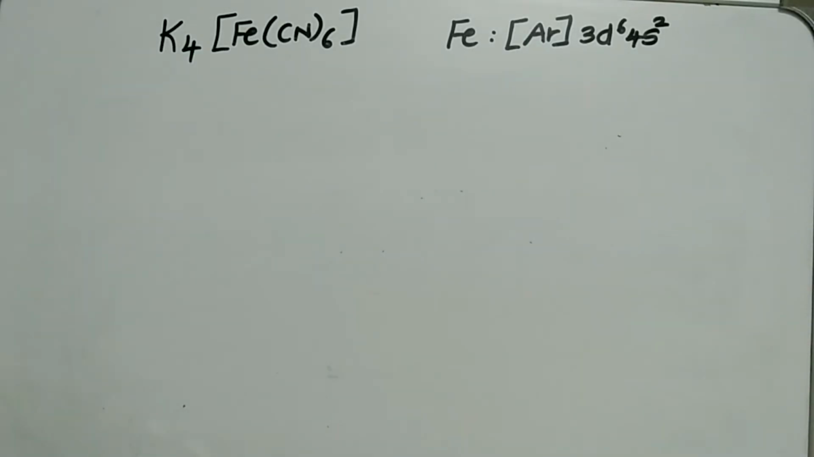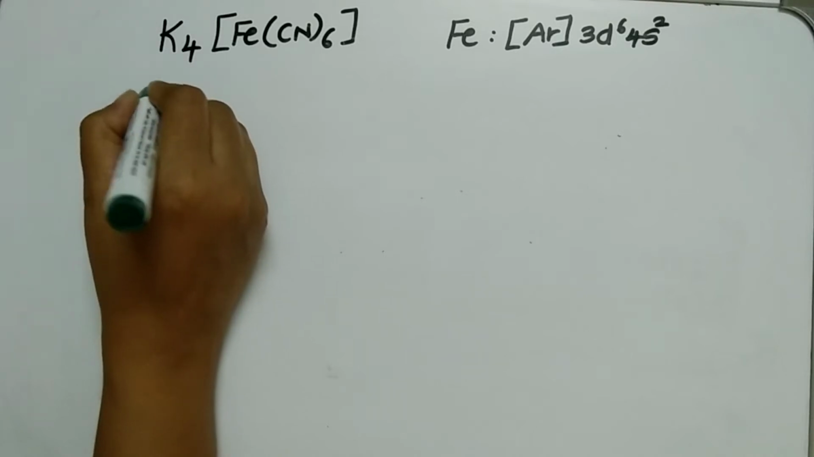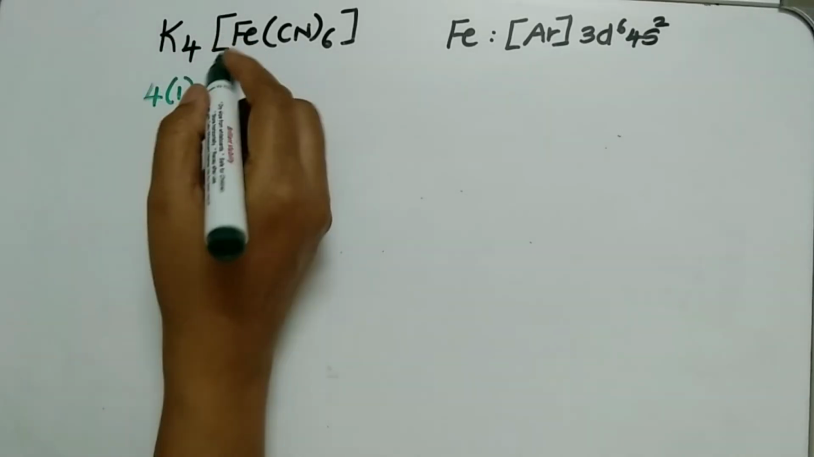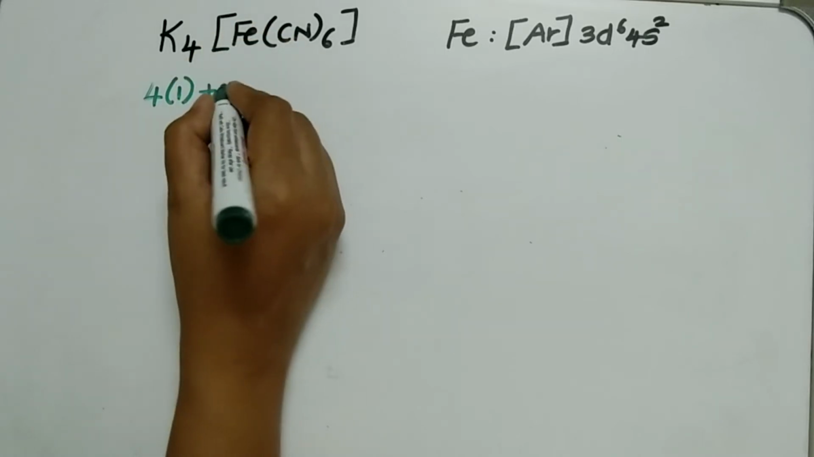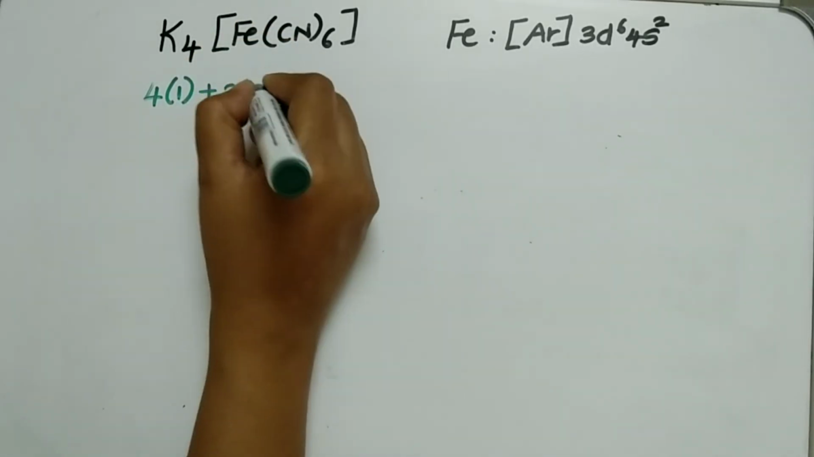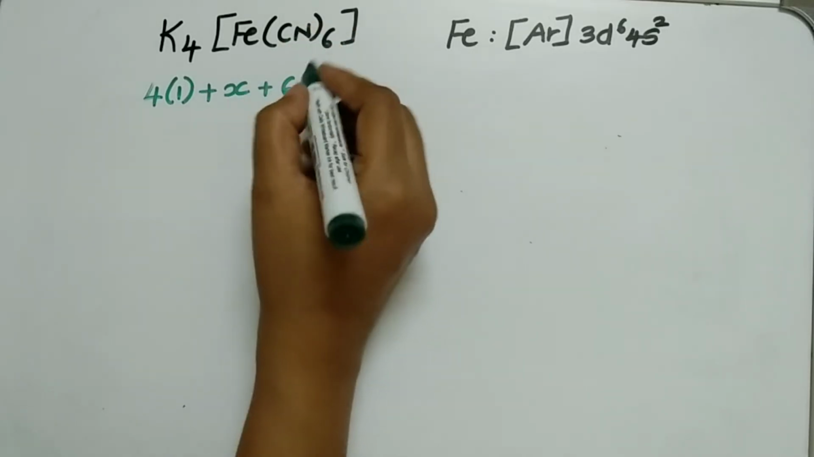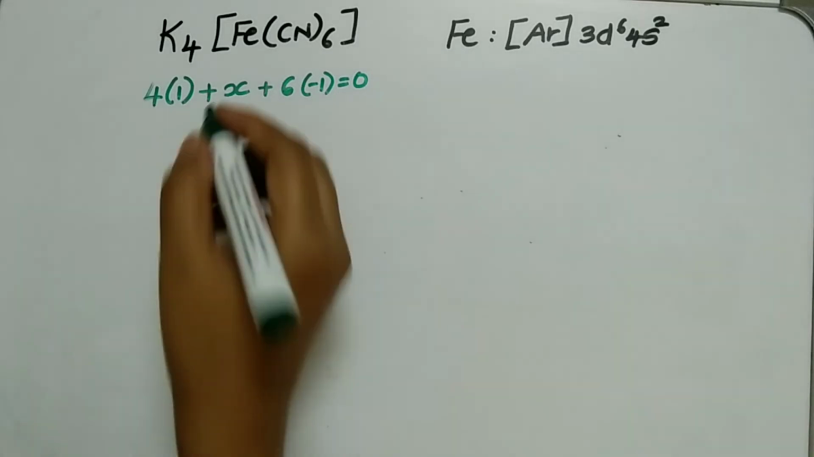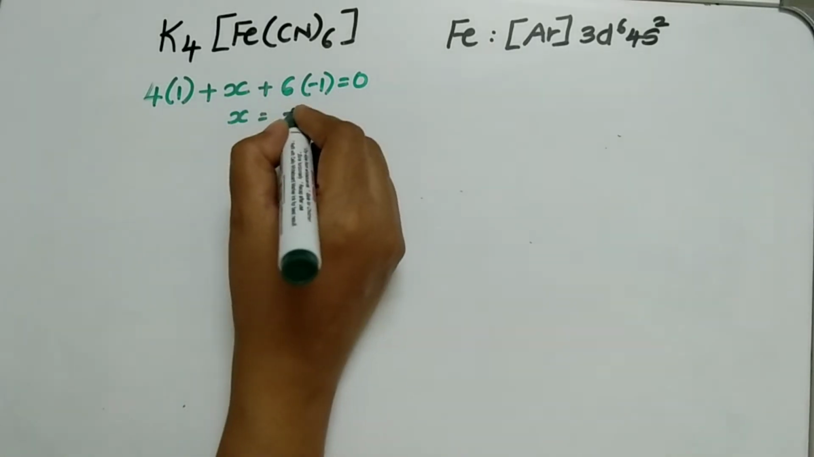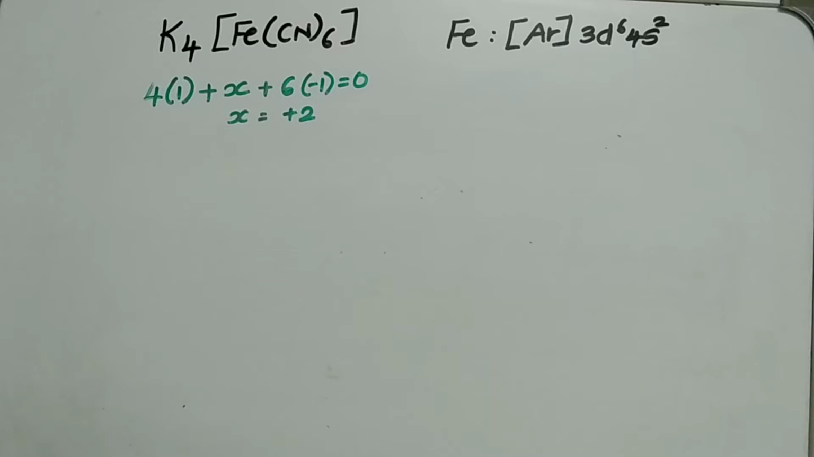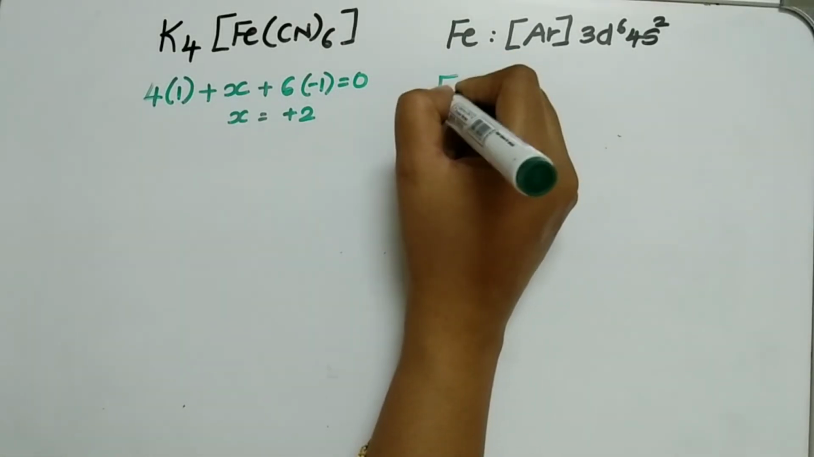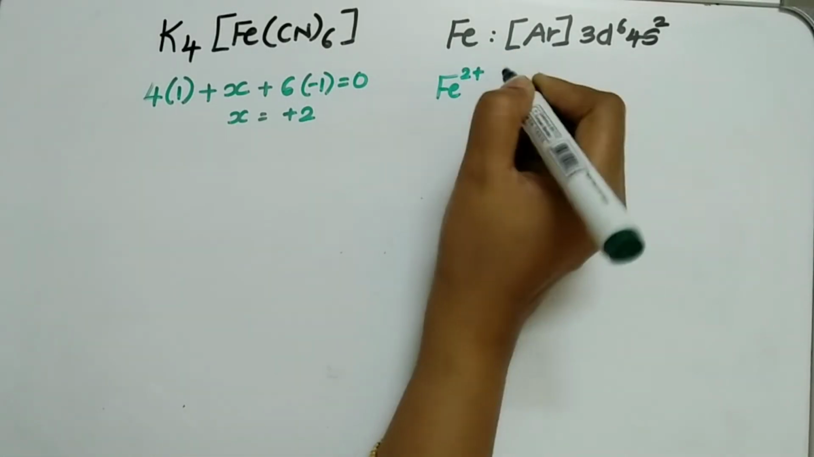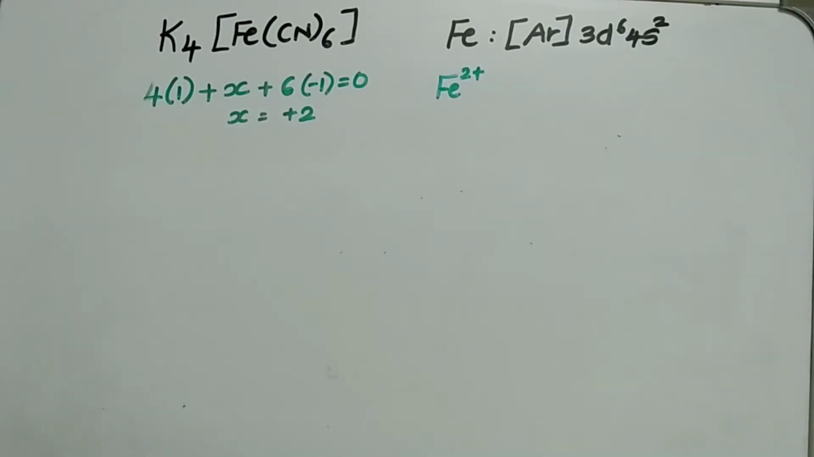Okay. Now, find the oxidation state of the central metal atom. So, how to find the oxidation state? 4 into 1, potassium, the valence is 1, plus Fe, we do not know, so I will put it as x, plus 6 into CN, it is minus 1, equal to 0. So, the value of x will be +2, correct? So, the oxidation number for iron is 2+.